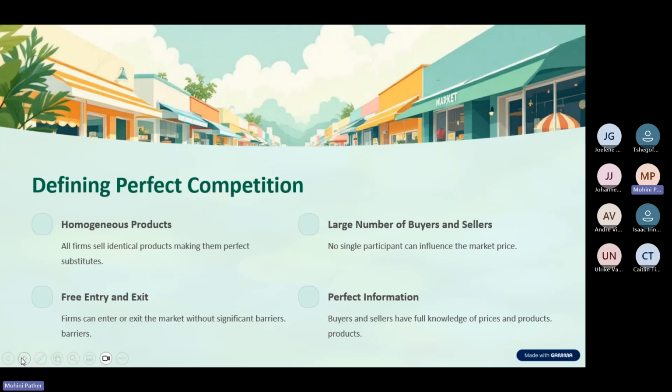You have free entry and exit to the market, no significant barriers. For example, nothing like the exact opposite of our electricity market at the moment. There's a large number of buyers and sellers. No one participant can influence the market. You can see how the stock market still falls into this category.